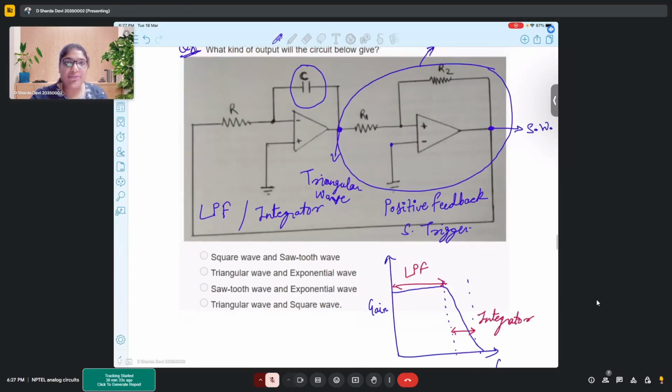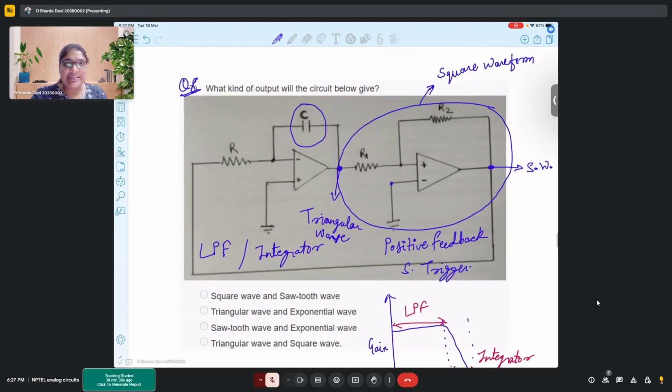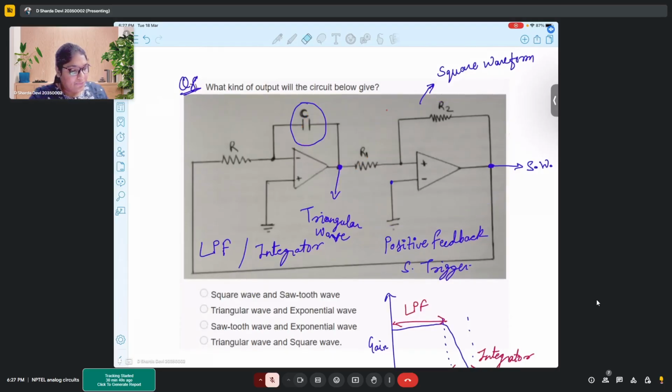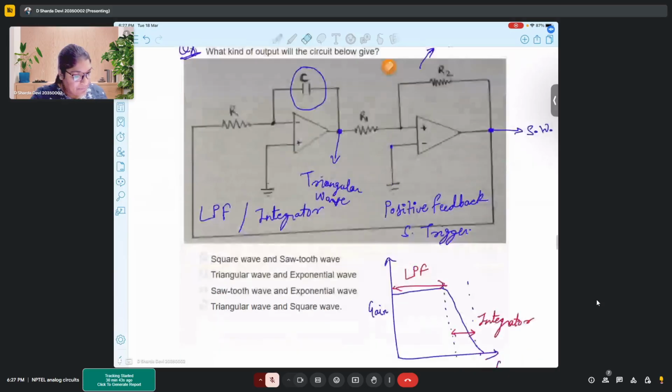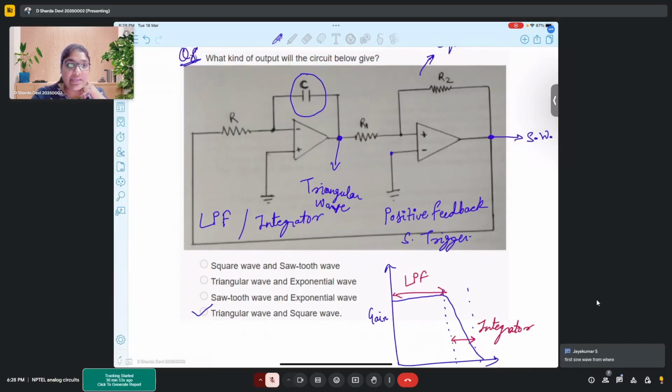So this circuit will give you two waveforms. One is a square wave and another is a triangular wave. So the first output that you observe after the capacitor is a triangular wave, then followed by a square wave. So these are the outputs. Sine wave, where are you getting sine wave from? There is no sine wave here, right? Okay, to get a square wave.